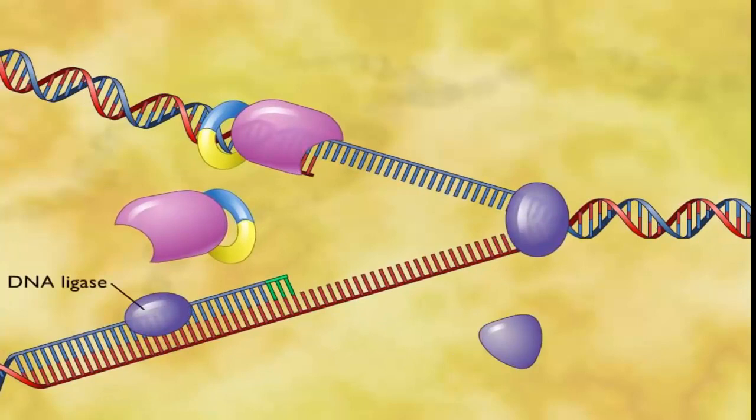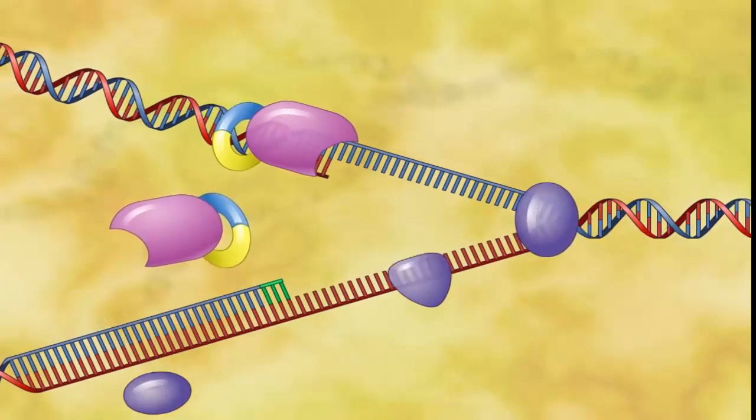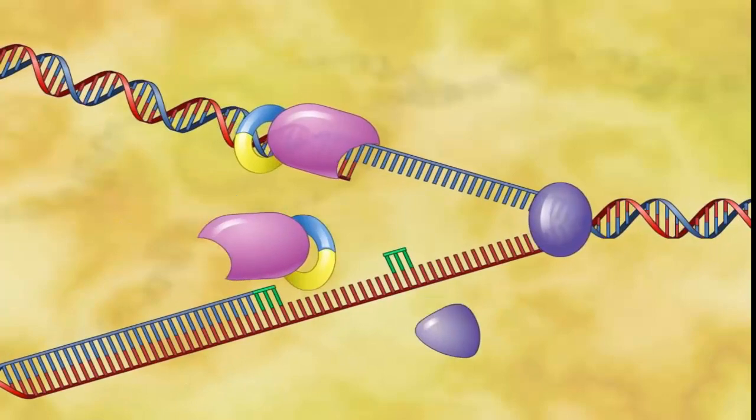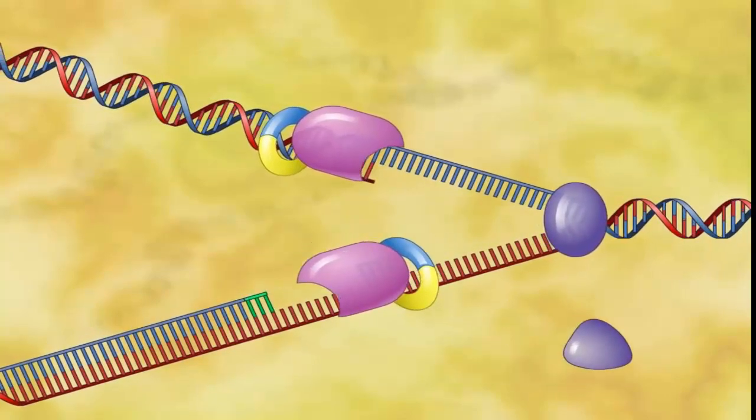While the DNA polymerase continues along the leading strand uninterrupted, gaps are created on the lagging strand between each Okazaki fragment. DNA ligase seals the gaps and connects the fragments into a continuous strand.